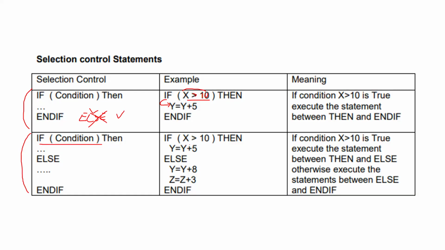In this part, we will check the same condition again. If the answer is yes, we will run this first code. If the answer is no, if the answer is false for this condition, we will run this code area. So let's create a flowchart by using the while.